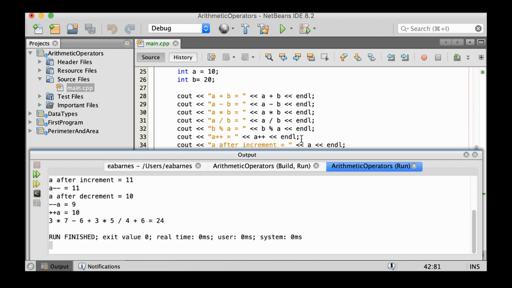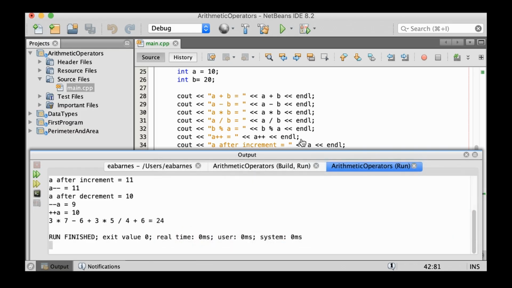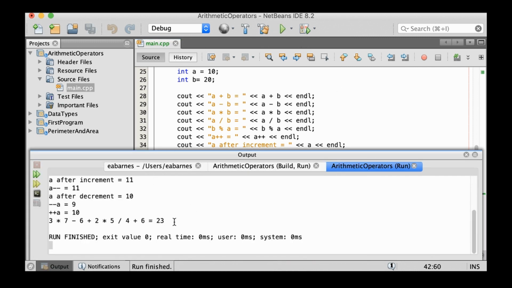Did I miss something in here? Yeah, I think so. Instead of 6 plus 2, I made it 6 plus 3. So that means we are going to get 23. And yes, now we have 23. So 3 times 7 minus 6 plus 2 times 5 divided by 4 plus 6. It's a common basic arithmetic expression, and we are supposed to get 23.